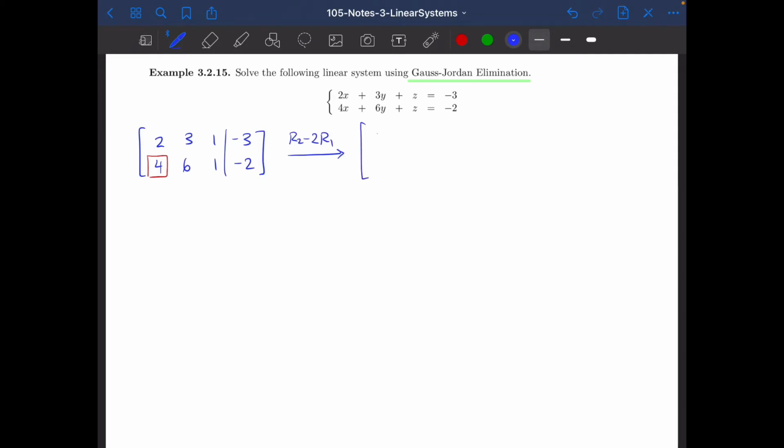So we're going to get 2, 3, 1, minus 3. The first row is not changing. In the second row, we have 4 minus 2 times 2. That's 0. Then 6 minus 2 times 3. That is also 0. And then 1 minus 2 times 1. That is 1 minus 2, which is minus 1. And then finally, minus 2 times minus 3. So minus 2 plus 6. That is 4.